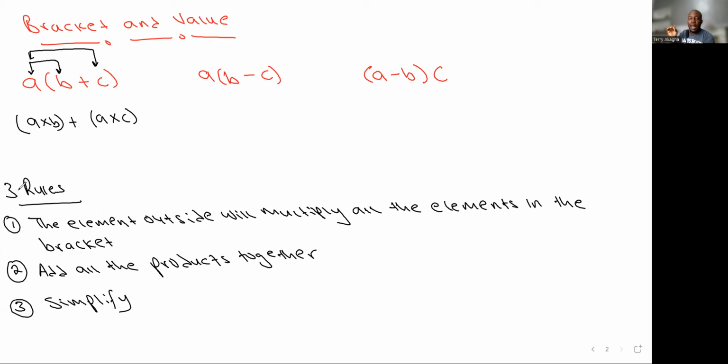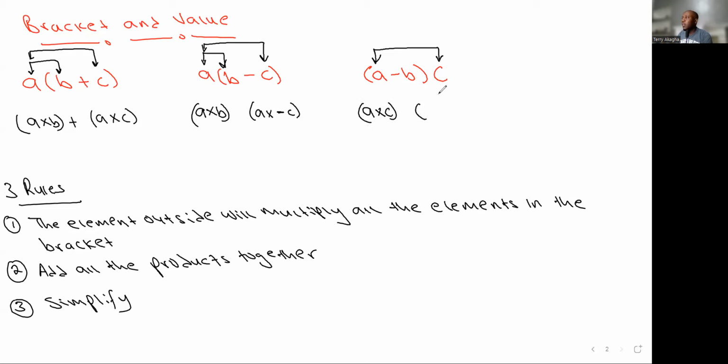So the element outside will multiply all the elements in the bracket, and then you add all the products. Now the element outside is A, multiplied by B, so it becomes A multiplied by B. Then A multiplied by minus C. Are you seeing it? Then here as well, the element outside is C, multiplying A and minus B. So it's going to be C multiplied by A, then C multiplied by minus B. The second step is that you add all of them together, then the third step, you simplify.